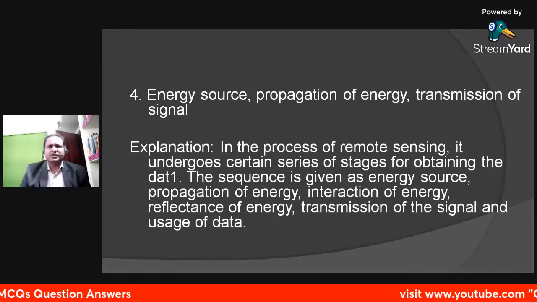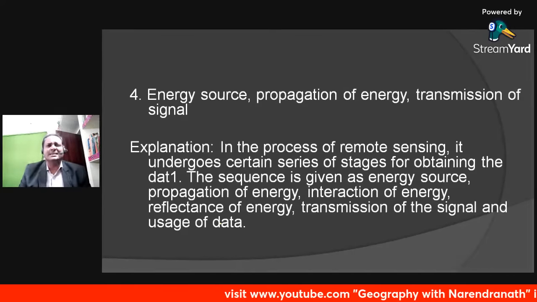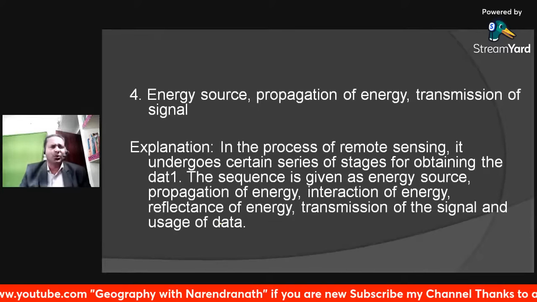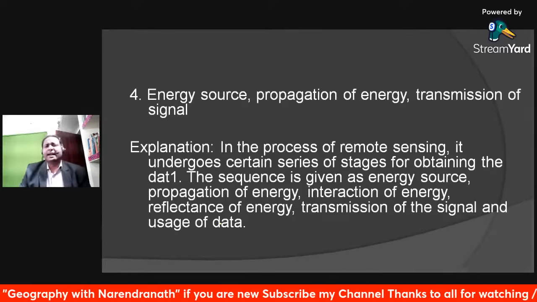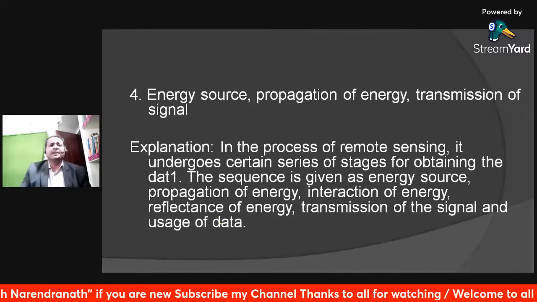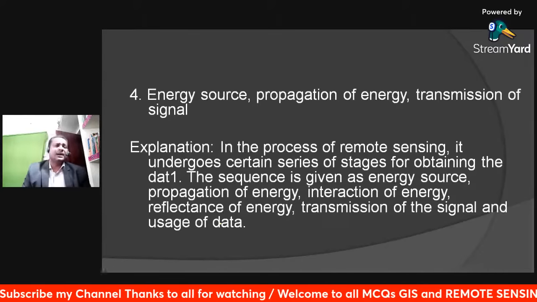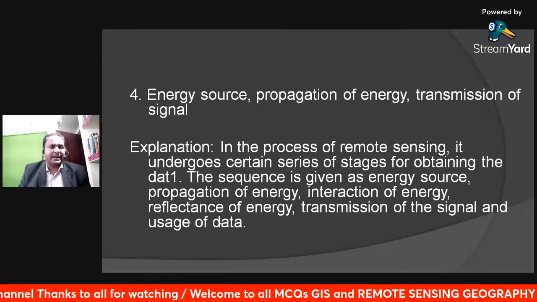Basically, the process of remote sensing goes through a certain series of stages for obtaining the data, and the sequence is: energy source and propagation of the energy, interaction of the energy, reflection of the energy, transmission of the signal, and the uses of data. So definitely option 4 is the correct answer.